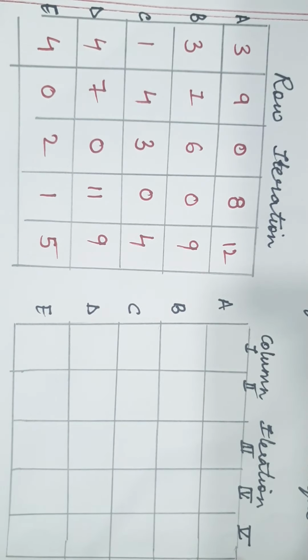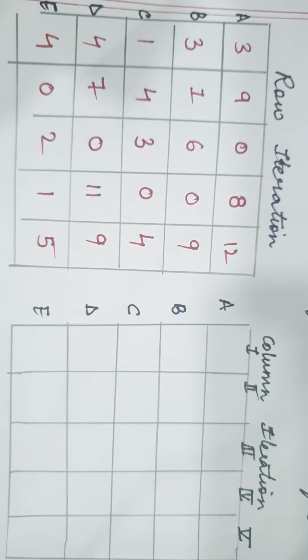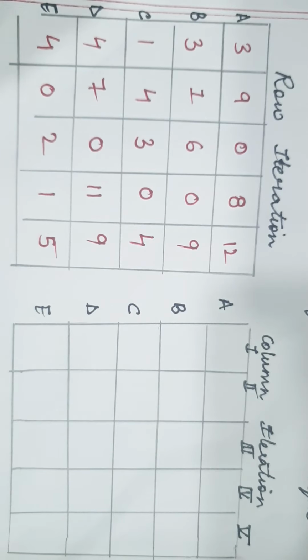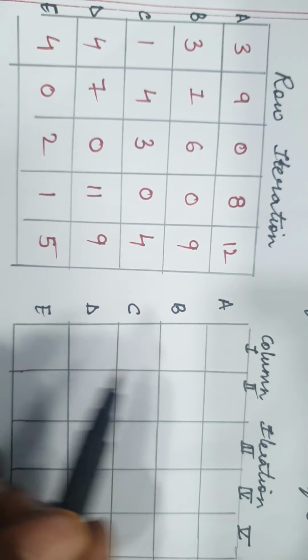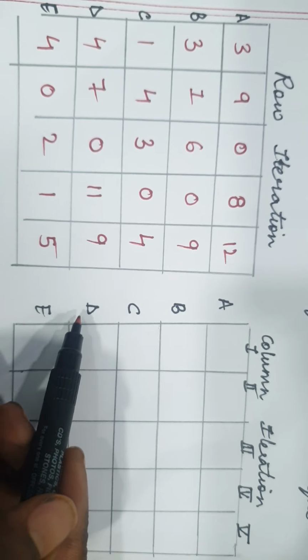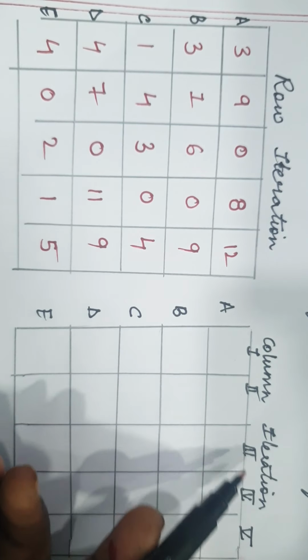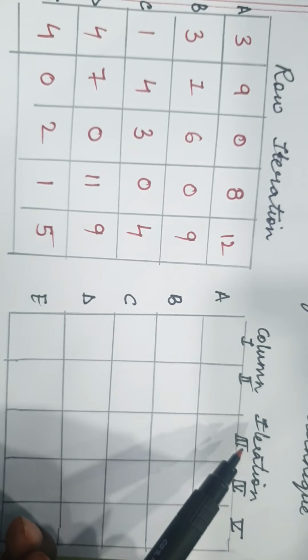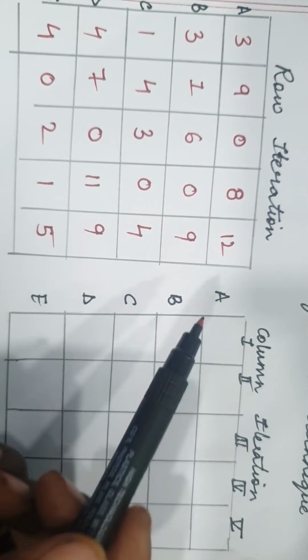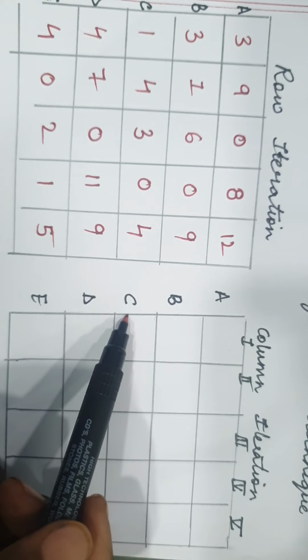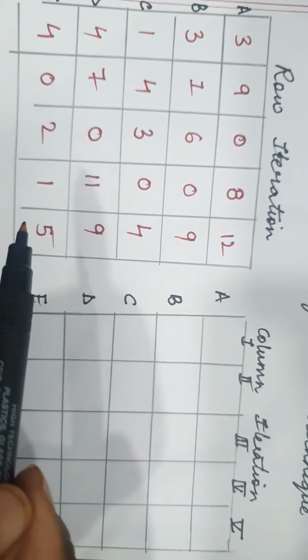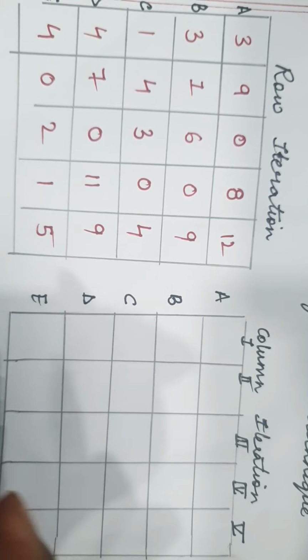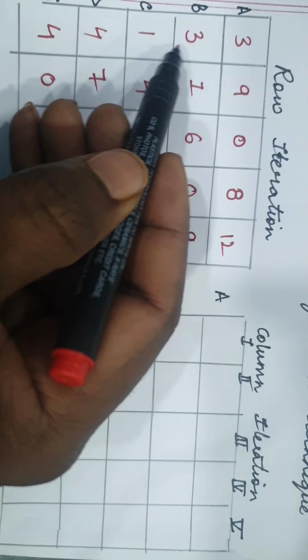After that you have to go for the row iteration. In row iteration, as you can see here, machine 1, machine 2, machine 3, machine 4 and machine 5, and A, B, C, D, E, these are the persons. So here in column iteration, what you have to do? You have to select the least value.